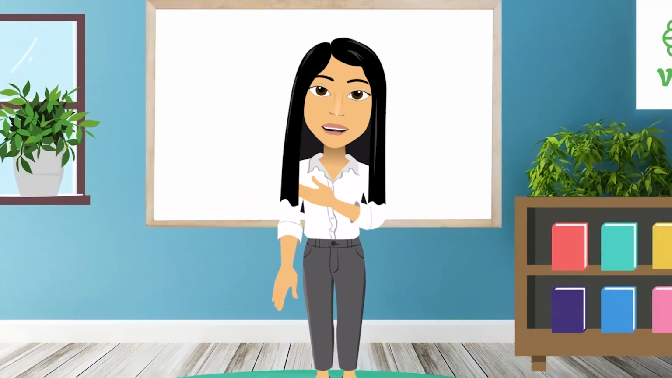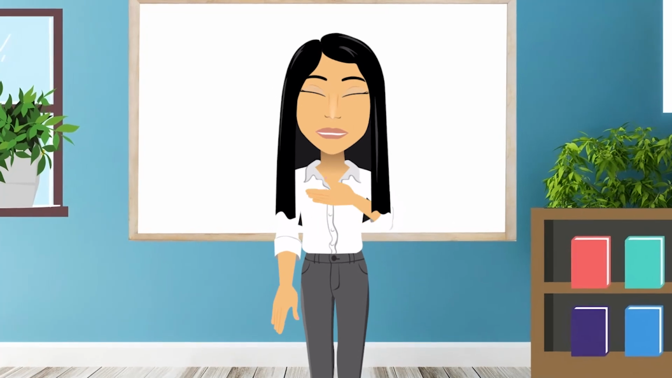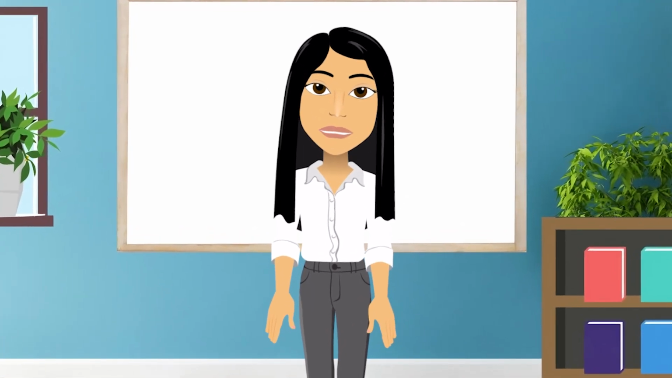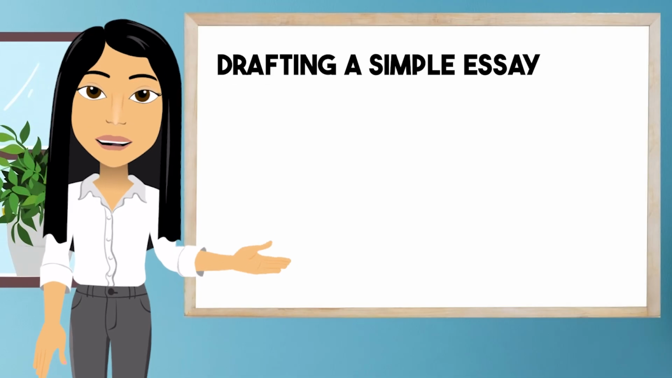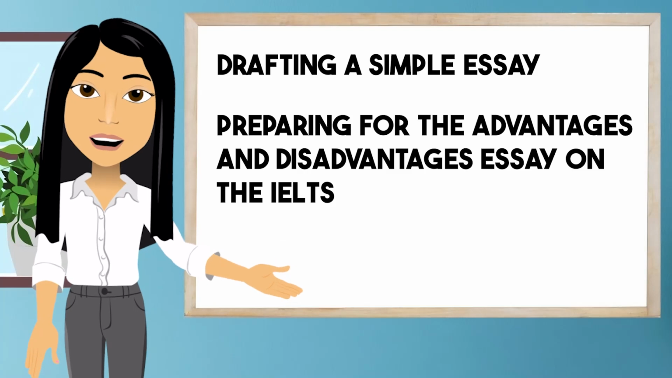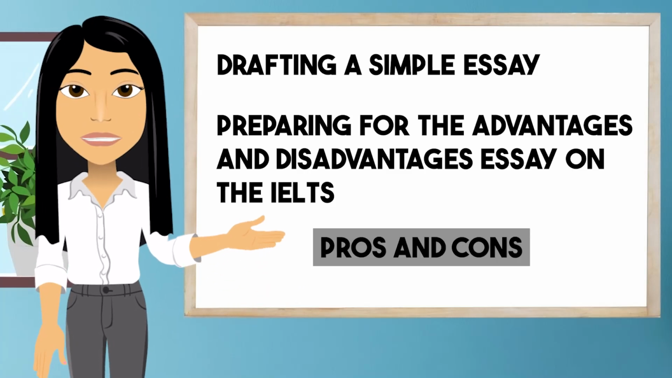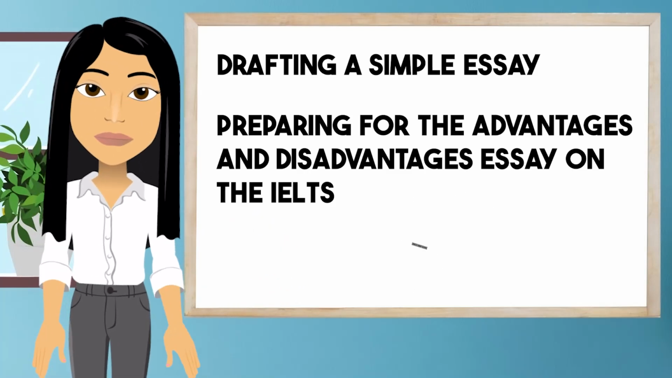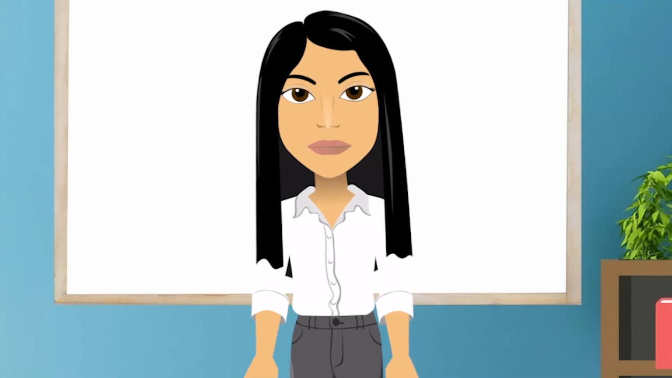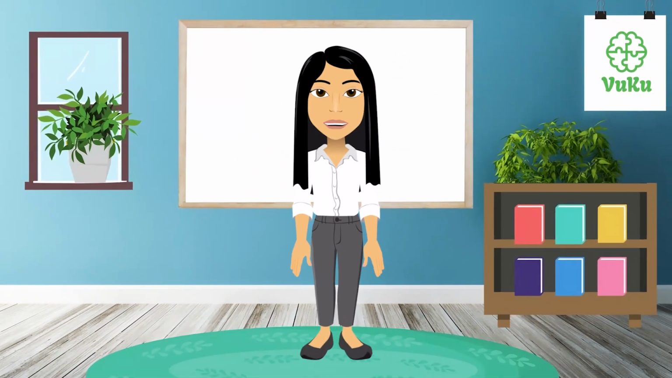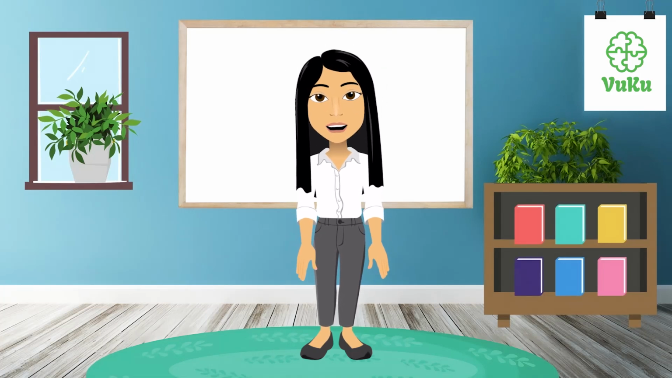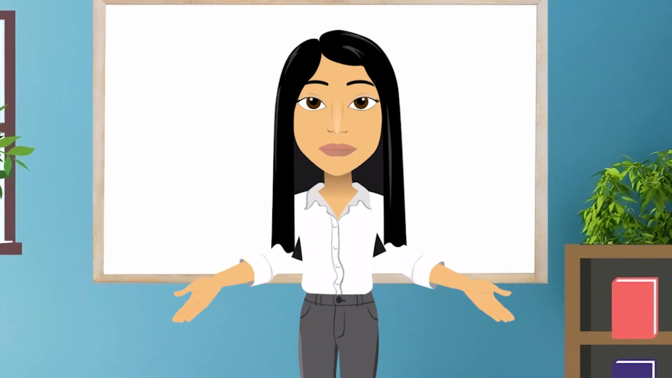If language is a sword, the extent of your vocabulary is what sharpens its edge. Using the right words at the right time can elevate even the simplest of topics. Whether you're drafting a simple essay or preparing for the advantages and disadvantages essay on the IELTS, relying on terms like pros and cons wouldn't take you anywhere. That's where you need the help of your vocabulary to make your arguments more convincing. So, here at Vuku, we'll show you how to use the right vocabulary to effectively express advantages and disadvantages to reach new heights. Let's begin.